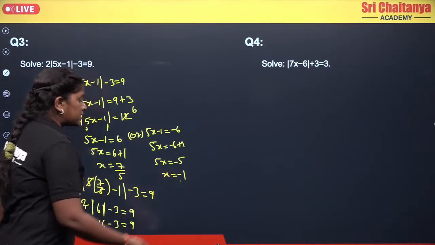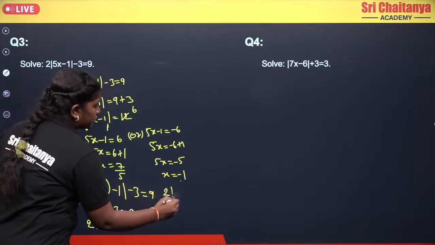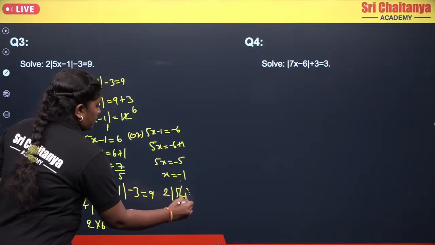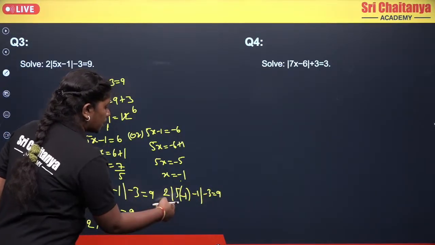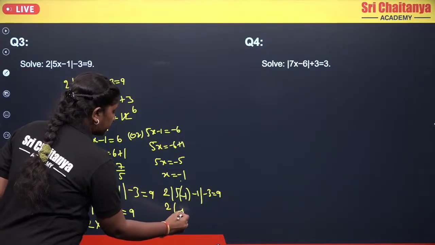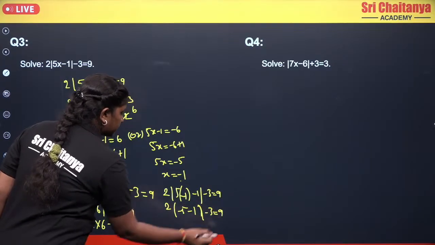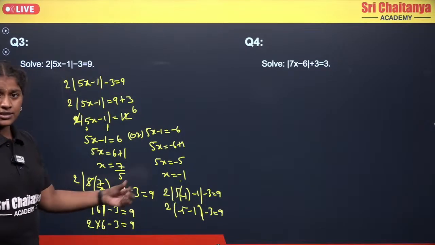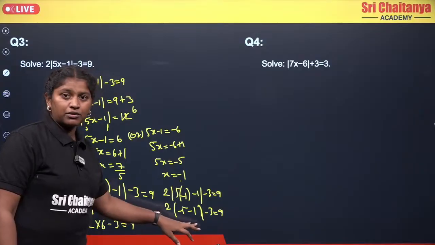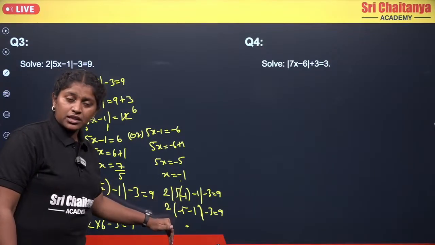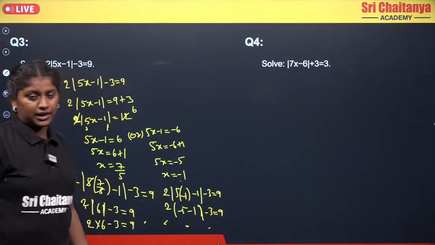Now moving to the next, minus 1. If you consider minus 1, we will get 2 modulus of 5 into minus 1, minus 1, minus 3 equals 9. So now here it will become 2 into modulus of minus 5 minus 1, minus 3 equals 9. Here I am saying that this is the absolute value, so it will be a positive value. If you do it here, it will become minus 6, but by considering the absolute value, it will become 6. So 2 into 6, 12 minus 3, you will get 9.